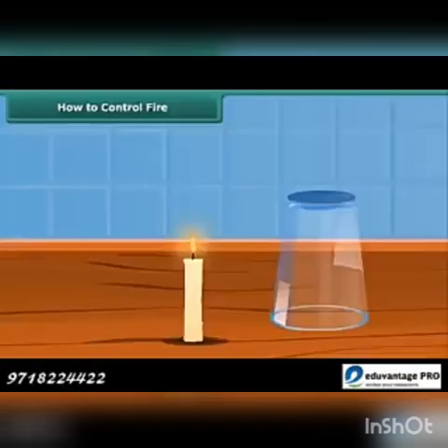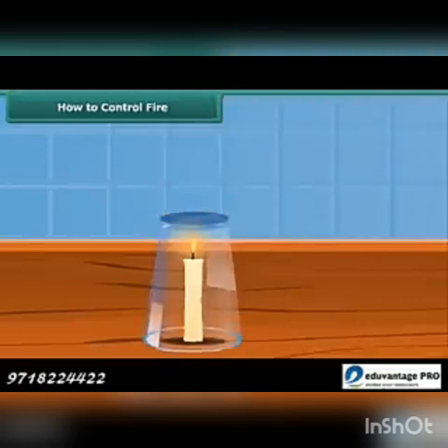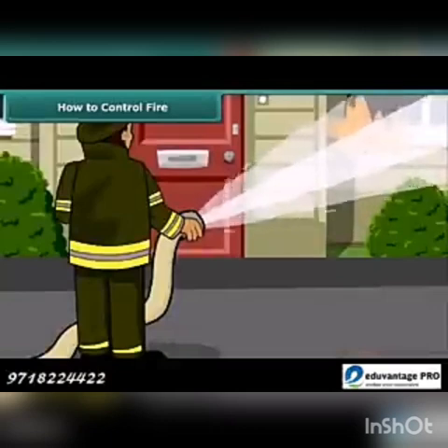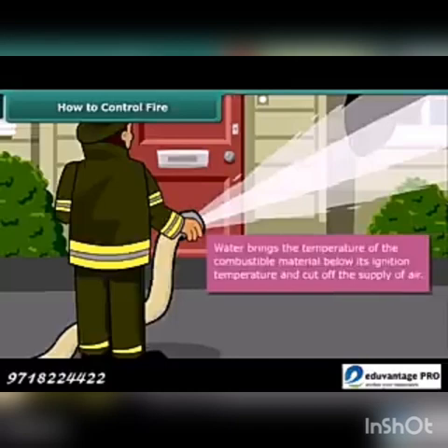Now we will see how fire can be put off. Fire needs oxygen, heat, and fuel to exist. However, it can be extinguished by removing any one of them. You must have seen a fireman throwing water on a fire and the fire gets extinguished. Water brings the temperature of the combustible material below its ignition temperature and cuts off the supply of air.